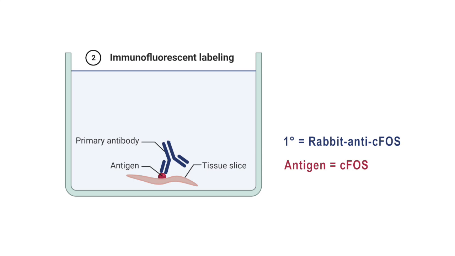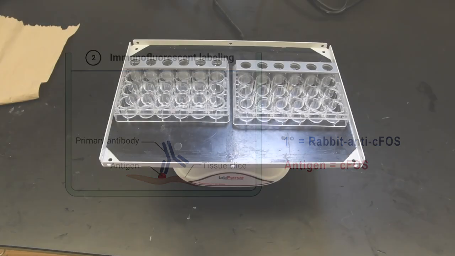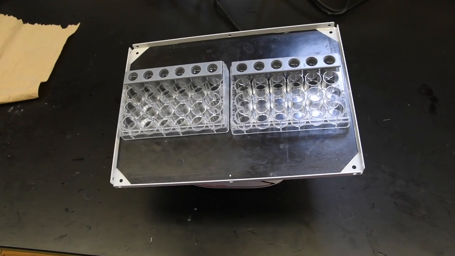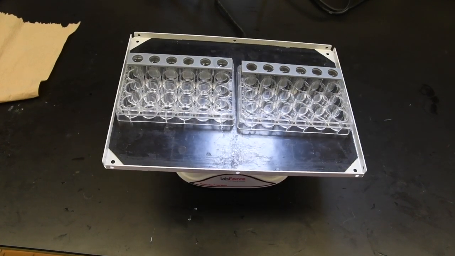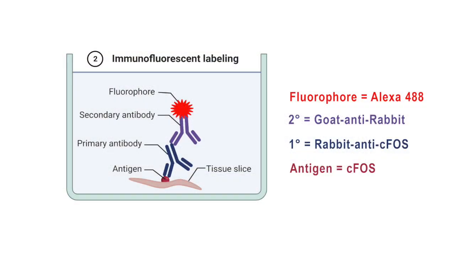After incubating the sections in the primary antibody for a period of time, they are cycled through wash buffers and then incubated in a solution containing the secondary antibody. This antibody recognizes the primary antibody. In this case, we are using a goat anti-rabbit antibody. This antibody will bind only to the primary antibody, which you'll recall was made in a rabbit. Importantly, this secondary antibody has a fluorophore attached to it. It is this fluorophore that we can visualize with a fluorescence microscope.